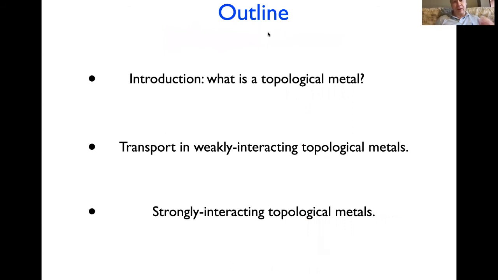So this is the outline of the talk. I will start with an introduction. What is a topological metal? Why are we interested in this? And then I'll talk about two groups of phenomena that are predicted to occur in these systems. I will talk about transport in weakly interacting topological metals, and then at the end, if time permits, I will also talk about some physics of strongly interacting topological metals.